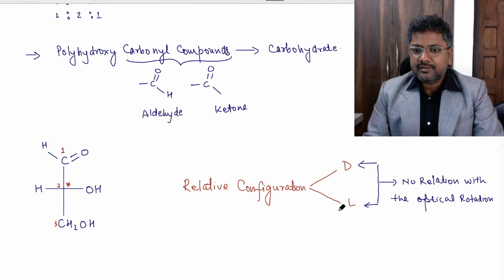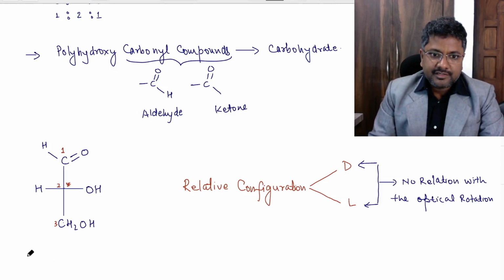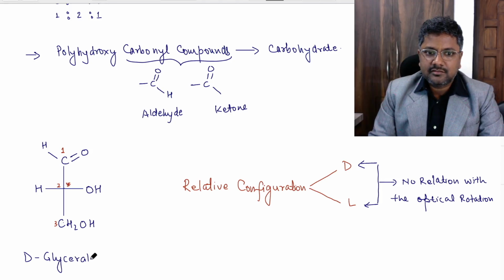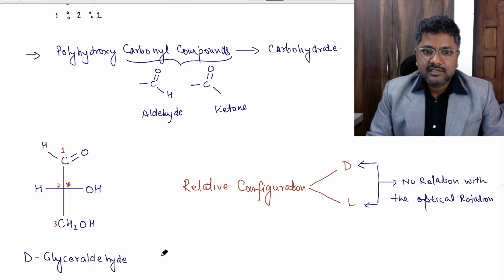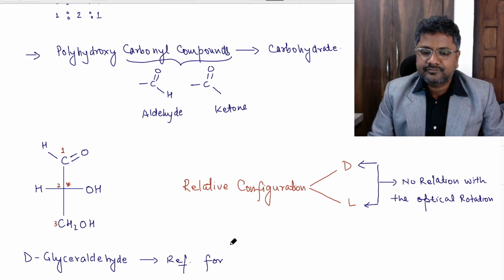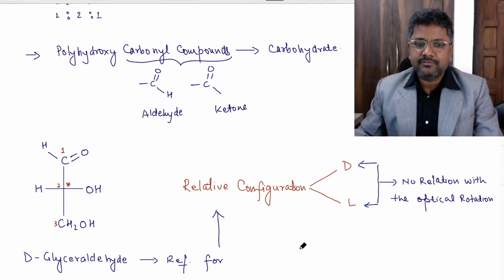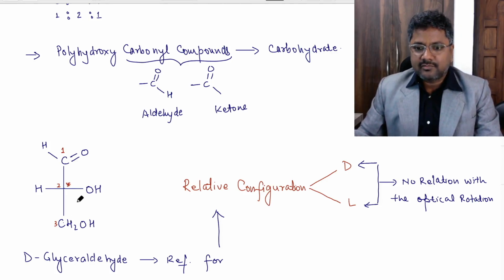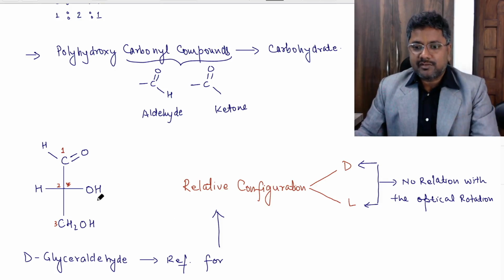This capital D and capital L nomenclature is based on this compound, which is known as D-glyceraldehyde. It is a reference for this relative configuration. So in future, if you have any compound in the Fischer projection formula with OH on the right hand side, then that compound belongs to the D series.